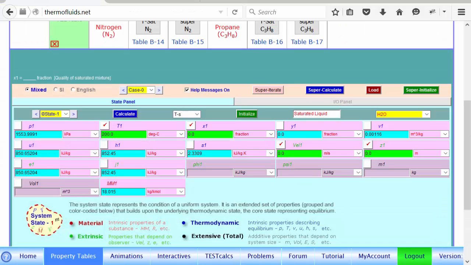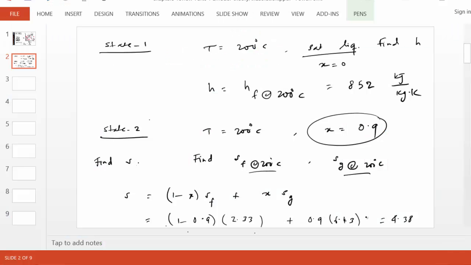We go back to our test calc page, where temperature is already 200 and quality is not 0, it's 0.9, and we get an entropy of 6.022. Oops, so we must have made a mistake. Let's go back here. Oh yes, we did make a mistake. 6.022. And it makes sense. Think about it. 90% of the mixture is vapor. Vapor has 6.643 entropy and liquid is 2.33. So it's more weight towards the vapor. So this is the correct answer.